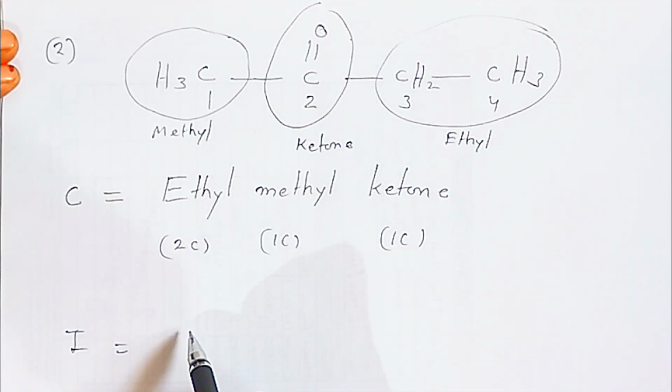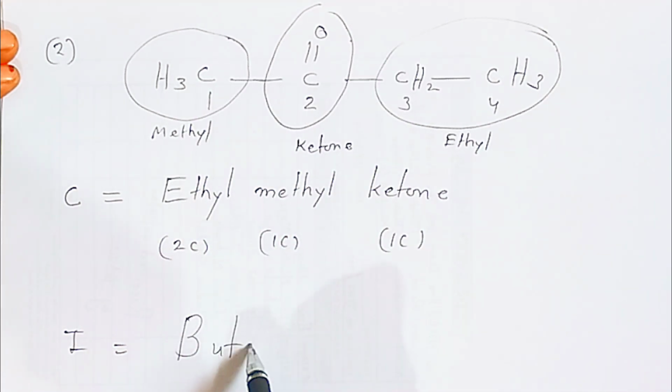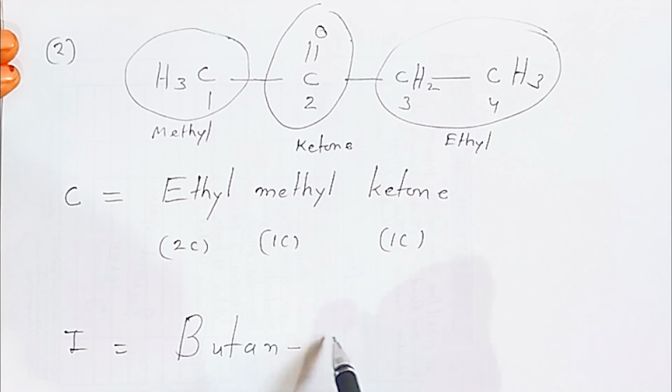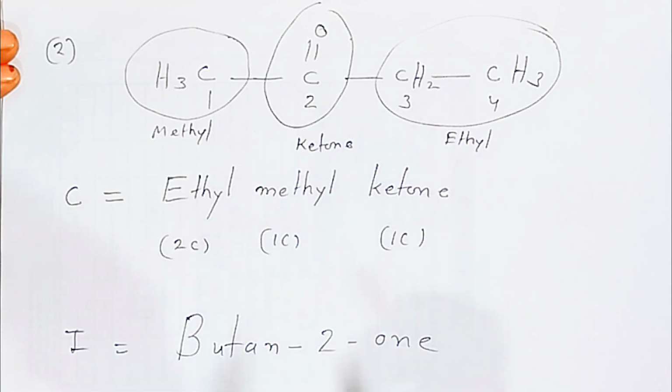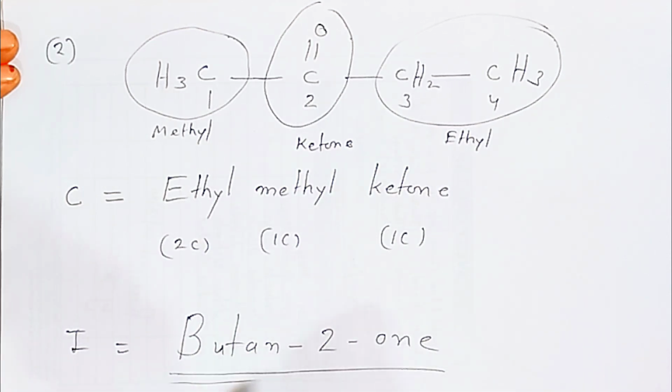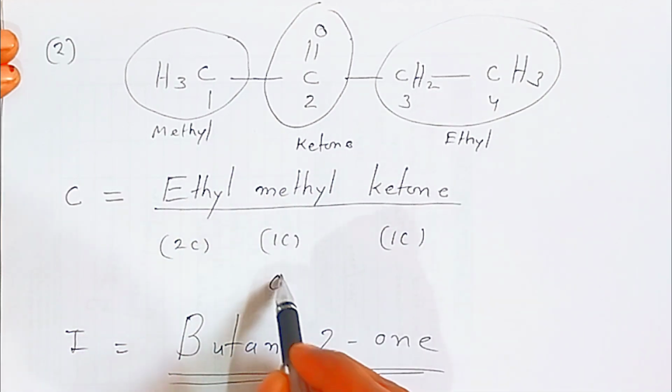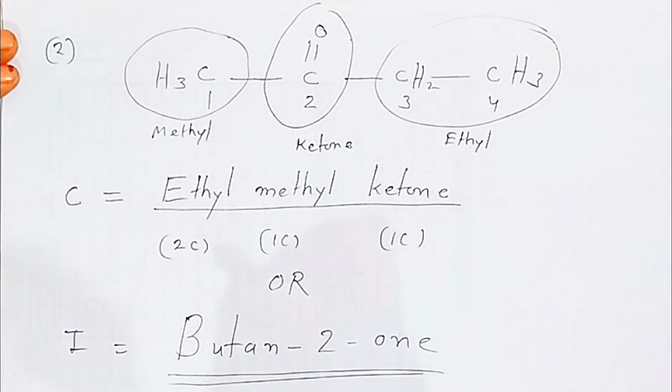It is called butan-2-one. So understanding students, at carbon number 2 you have the ketone group, that is why it is called butan-2-one. So this is the name in the IUPAC system, and this is the name in the common name. Ethyl methyl ketone is nothing but butan-2-one.